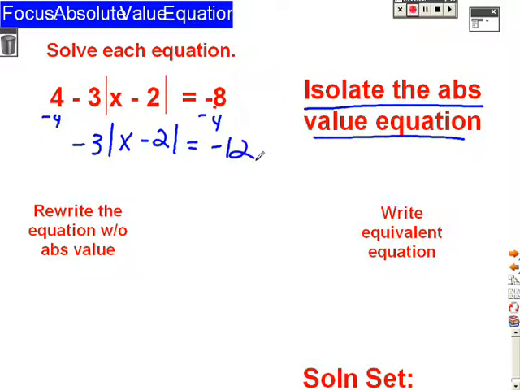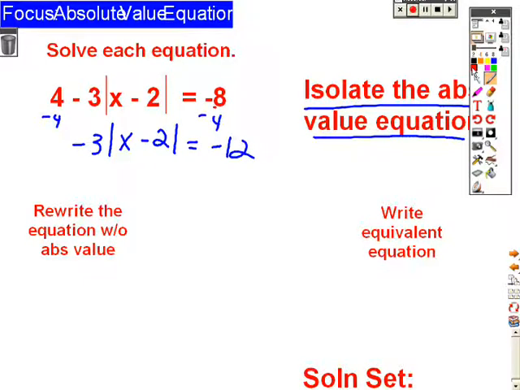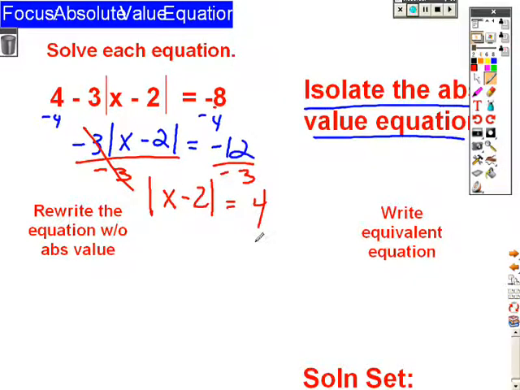Still, there's a negative sitting out on the right. You're tempted to stop there, but you can't. You must divide by what's attached to the absolute value. In this case, attached to the absolute value is a negative 3. So we're going to divide by negative 3 on both sides. These cross out. I've got the absolute value of x minus 2 equals a positive 4. Now the absolute value equation is sitting all by itself on the left. It's been isolated.